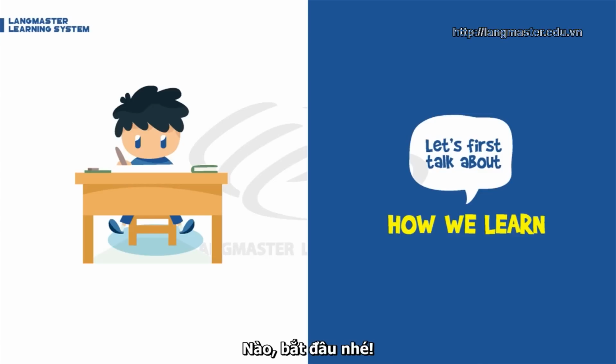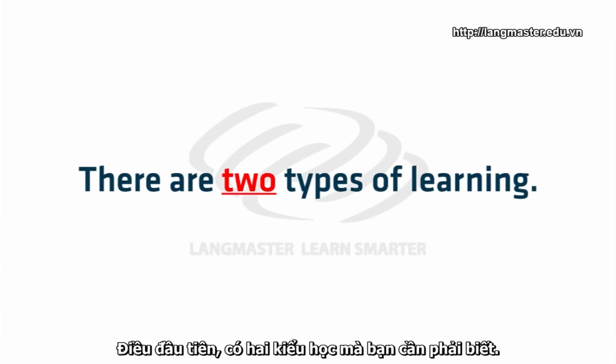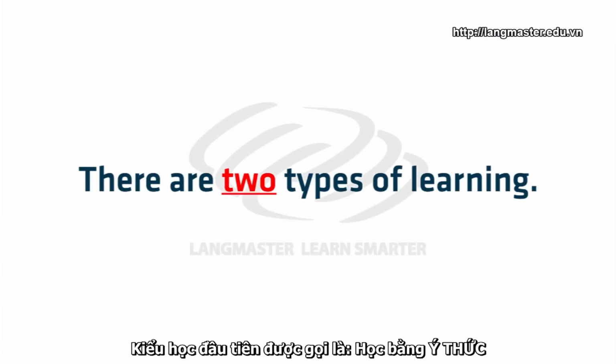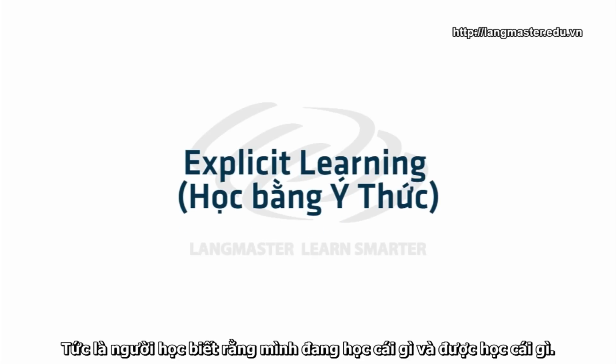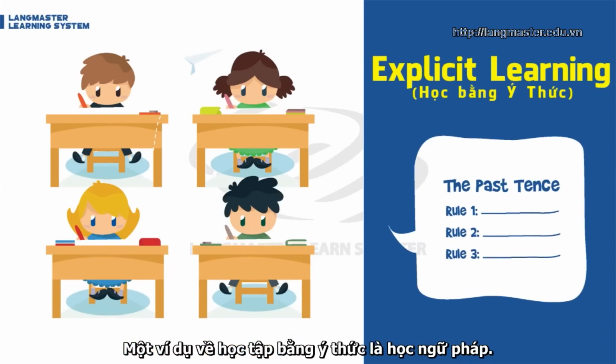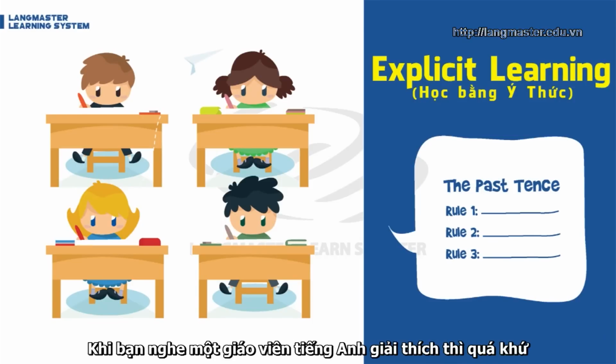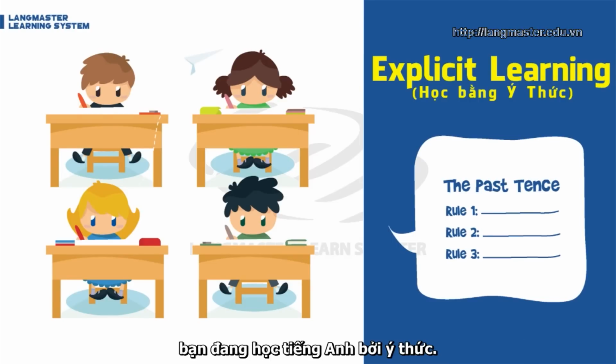So, let's begin. The first thing you need to know is that there are 2 types of learning. The first type of learning is called explicit learning or conscious learning. This is the type of learning where the learner knows that he's learning something, and also what is being learnt. One example of explicit learning is studying grammar. When you listen to an English teacher explaining the past tense, you're learning English explicitly by consciously memorizing how to use the past tense.